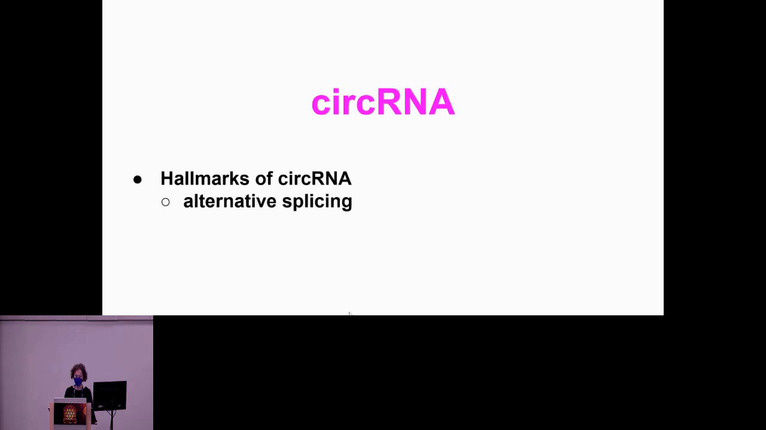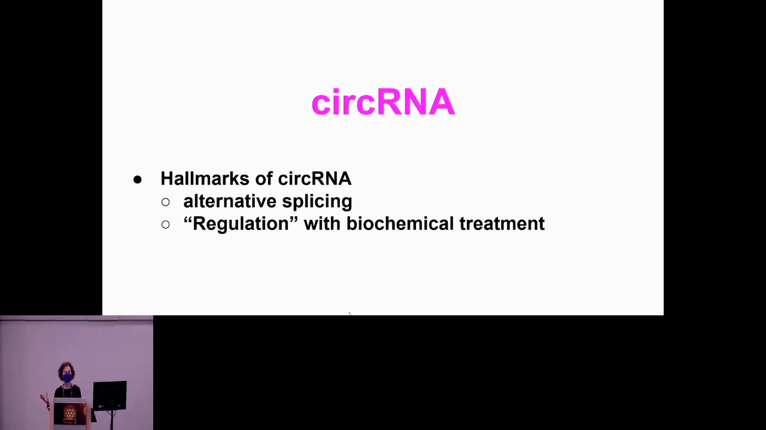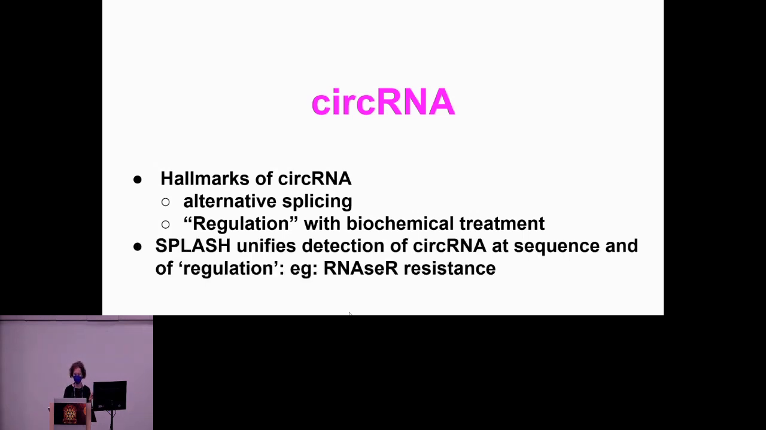Okay, so hallmarks of circular RNAs, very near and dear to my heart. They generally are involved with other splicing events, and they appear to have regulation even in a single biological context, when you treat with an enzyme called RNase R. RNase R is an exoribonuclease that digests linear RNA. So if you have two samples of RNA, one just not treated, and the other one is treated with this enzyme, the enzyme will reduce the total numbers of linear RNAs but not touch the circles.